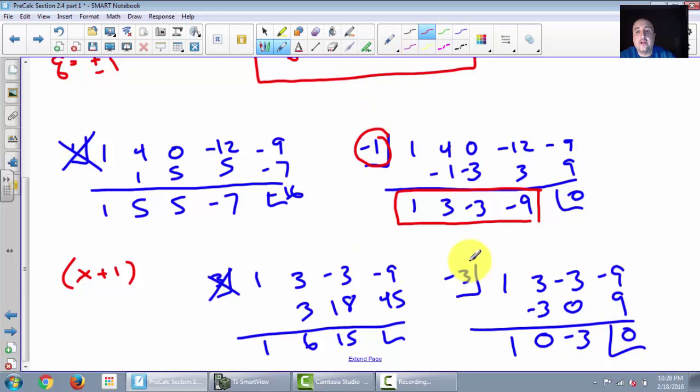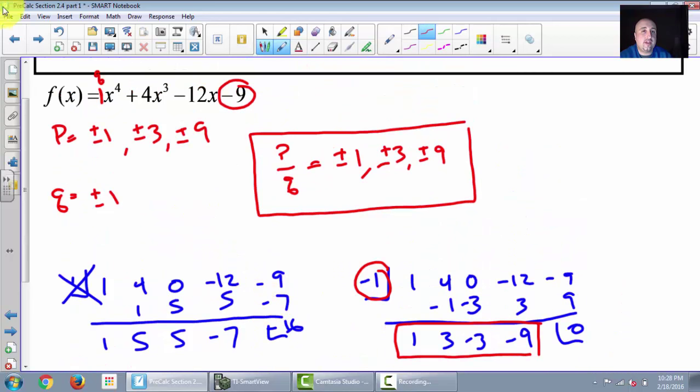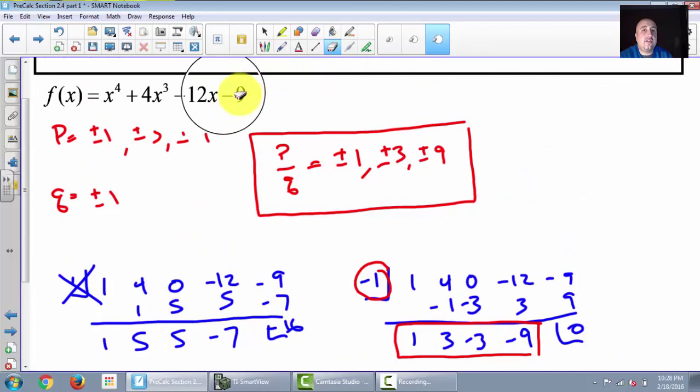So now what have I done? I've gotten another factor. So now another factor is going to be, if this is negative 3, x plus 3. Okay, and now what's left over? So here's where we have to think. We started with an x to the 4th.